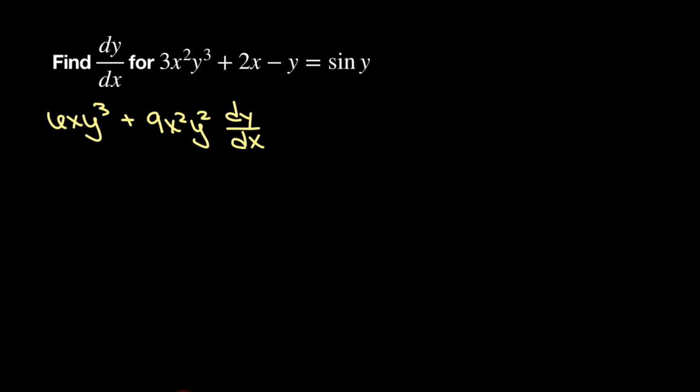Okay, so let me erase, give myself some more room. So here's the derivative. I've just done the first term only. So moving on to the 2x, the derivative of 2x is just 2, so plus 2. And then we've got a minus y. The derivative of minus y should be minus 1 dy/dx, or just minus dy/dx. Derivative of y is dy/dx.